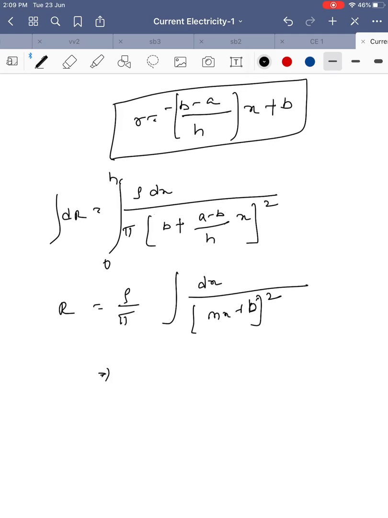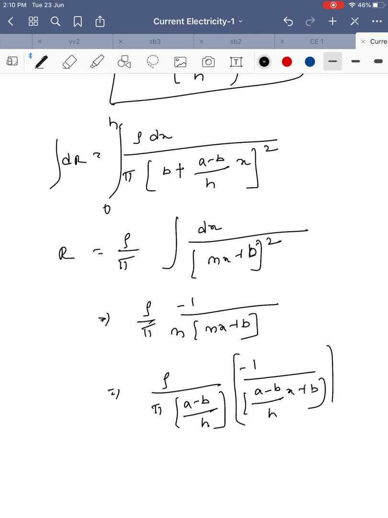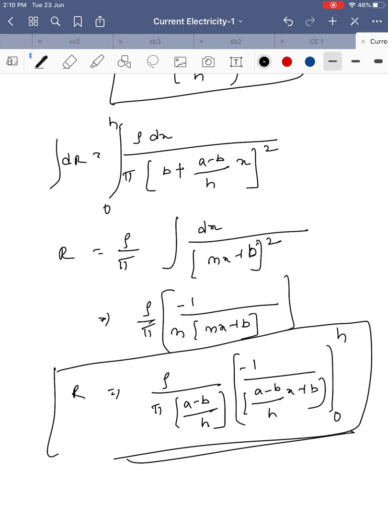If you write this, the integration is rho upon pi, minus 1 upon m x plus b, divided by m. m is a minus b by h. So rho upon pi, h upon a minus b, into minus 1 upon a minus b upon h into x plus b. Apply the limits: from where to where? 0 to h. You will get an answer. This is what the resistance is. So limits are 0 to h. Thank you very much.